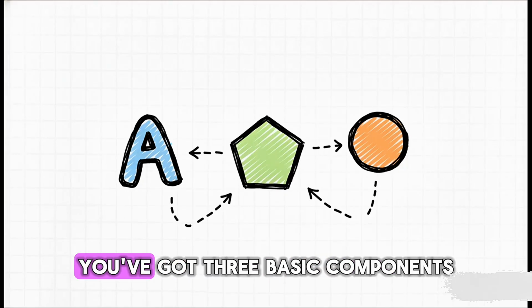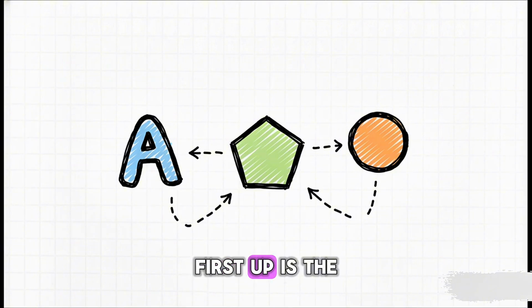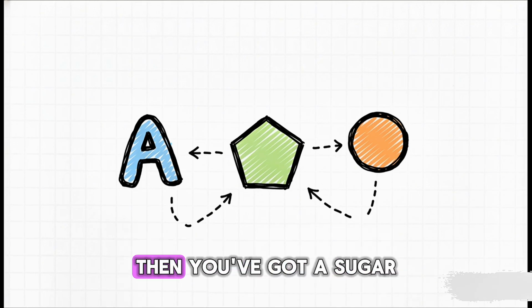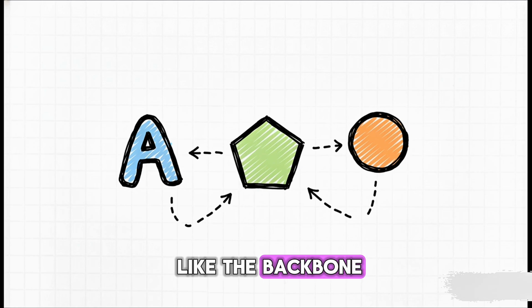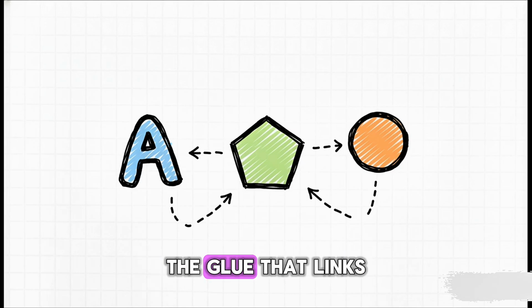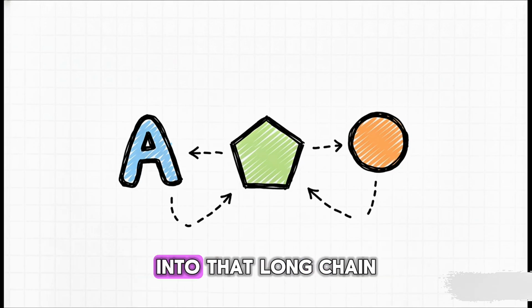Okay, so check it out. You've got 3 basic components. First up is the nitrogenous base. This is the letter of the code. A, G, C, T, U. That's where the actual information is. Then you've got a sugar, which is kind of like the backbone that the letter holds on to. And finally, there's the phosphate group. This little guy is the connector, the glue that links all these units together into that long chain we were talking about.